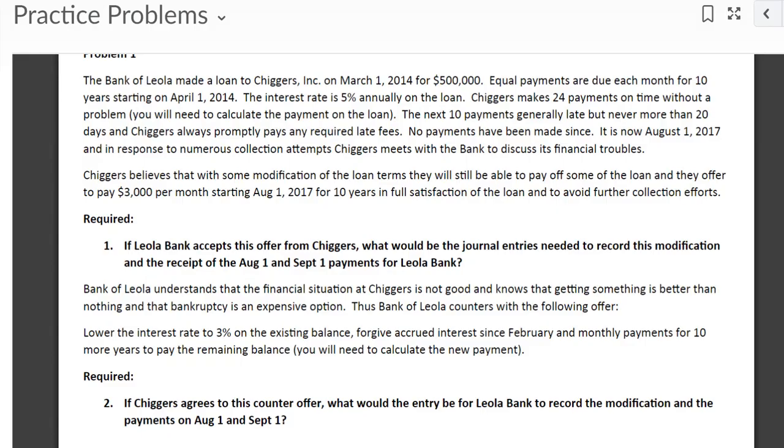Hello, class. Here are the practice problems for long-term assets and impairments. We're going to go through how we might accomplish this and do that correctly.